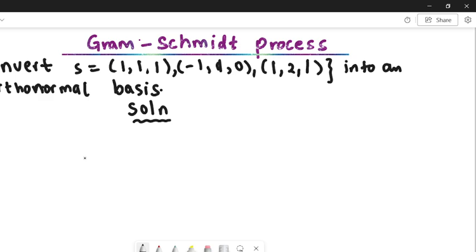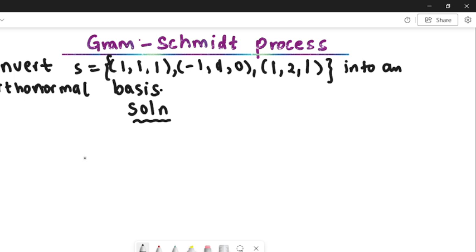So today we are handling the Schmidt process, and some authors call it the Schmidt orthonormalization process, so it's basically the same thing. We have a question here, and the question is: convert a set of 3 vectors into an orthonormal set, into an orthonormal basis.